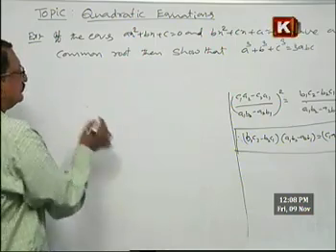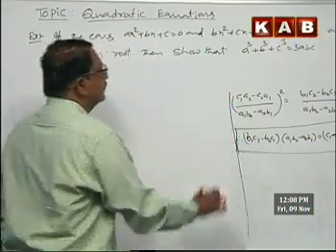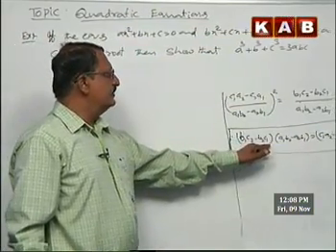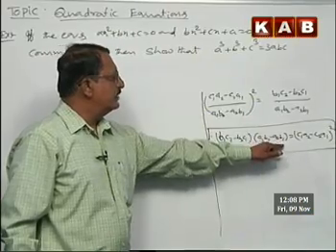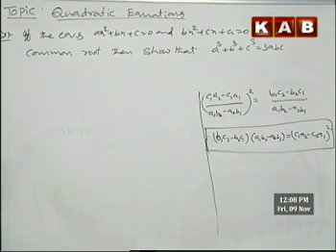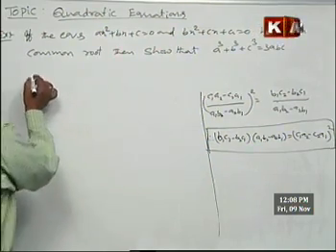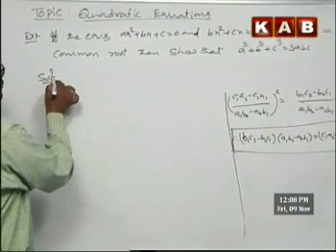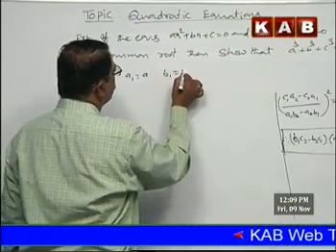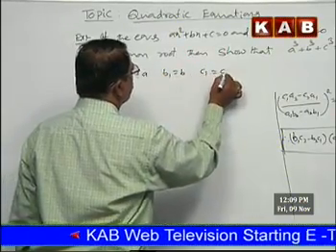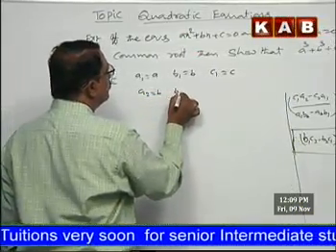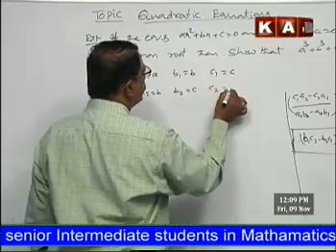Now, in the previous formula, when two equations have a common root, the condition is b1 c2 minus b2 c1 into a1 b2 minus a2 b1 equals to c1 a2 minus c2 a1 whole square. Now, solution. Here a1 equals to a, b1 equals to b, c1 equals to c, a2 equals to b, b2 equals to c, c2 equals to a.